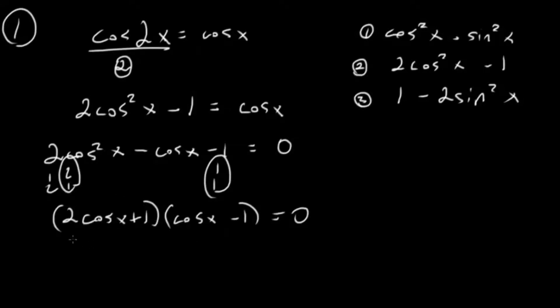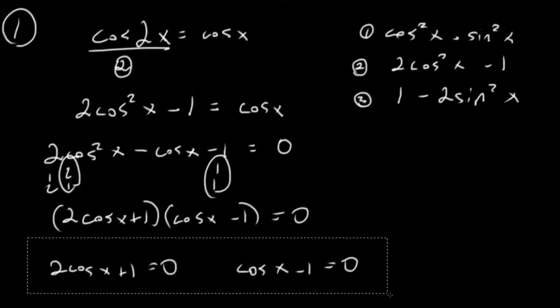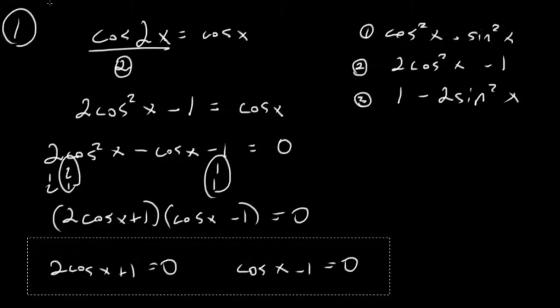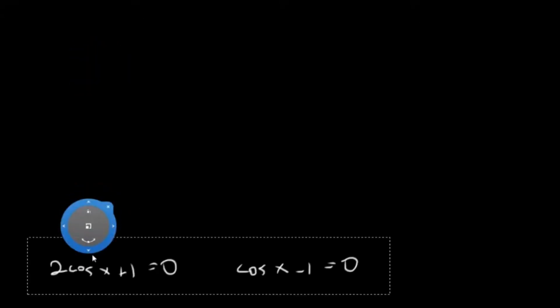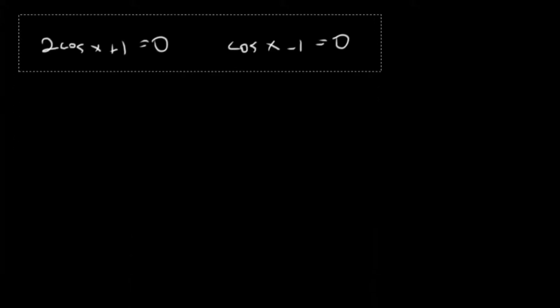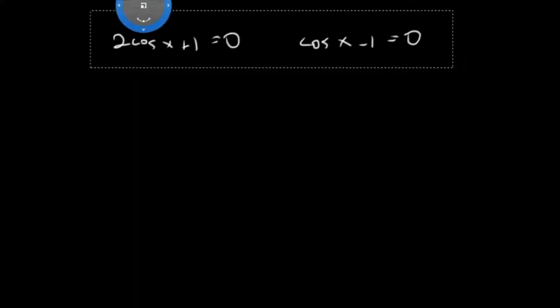Right, this thing can either be 0 or this object can be 0. Right, so we just need to solve these 2 things. Let's do that on the next page. Alright, so I'm just going to go ahead and grab the 2 equations. Jump to the next page, and there it is. Sweet. So we just need to solve these 2 things.